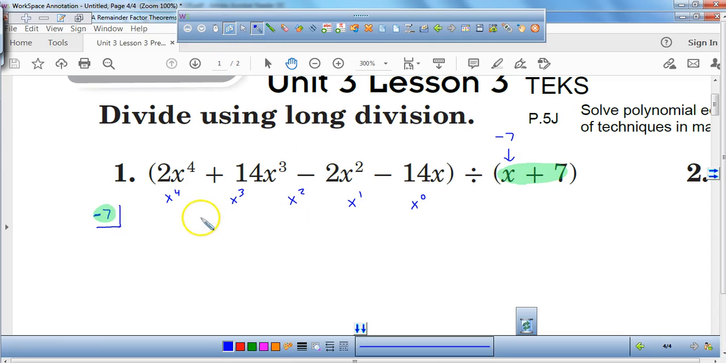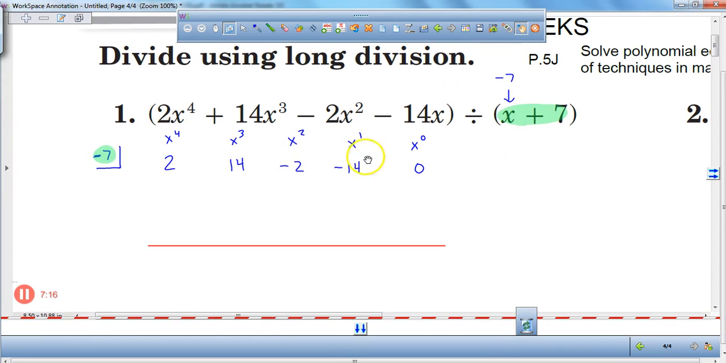So how many x to the power of 4s do you have? You have a total of 2. How many x cubes do you have? 14. How many x squareds do you have? Negative 2. How many x to the first do you have? Negative 14. And then there are 0 constants at the end. Now, in a textbook, you'd see a line drawn right about there, just kind of like so.